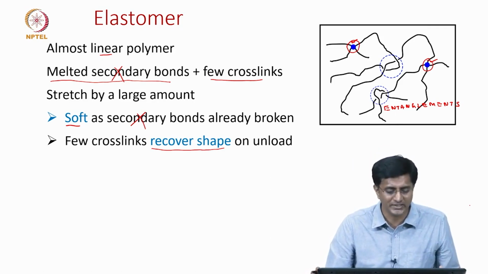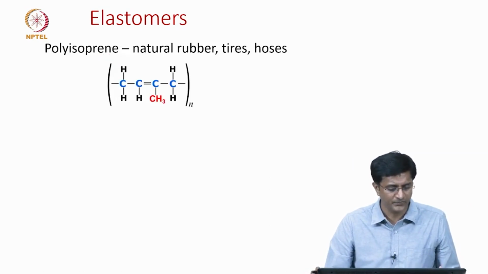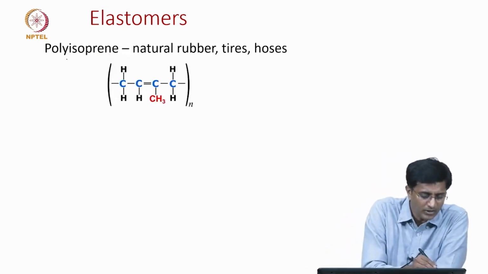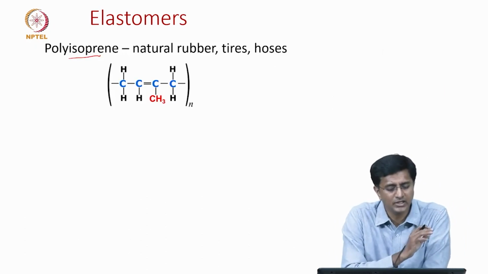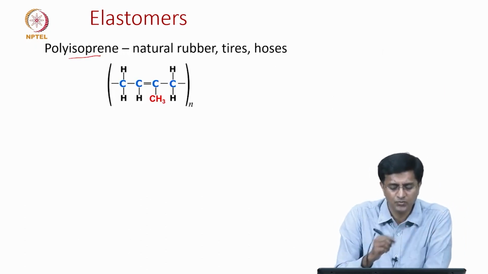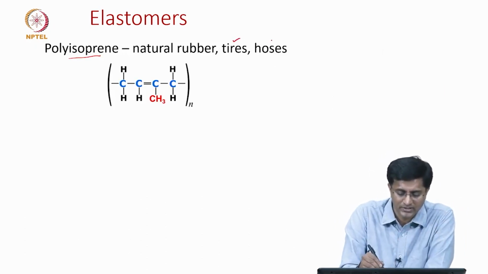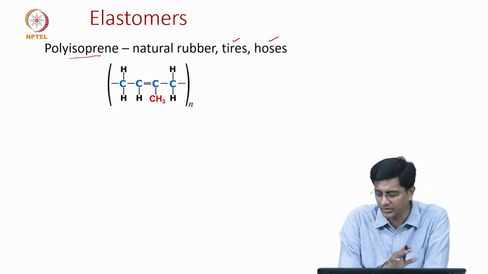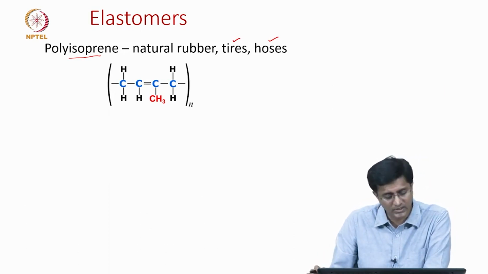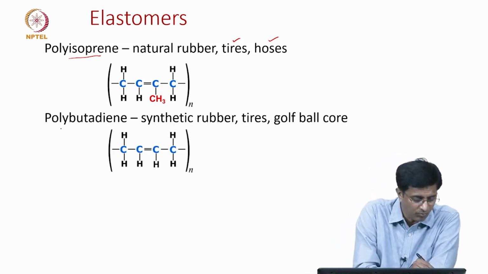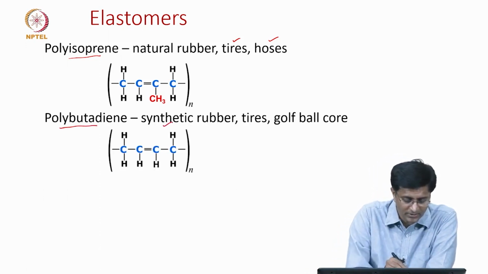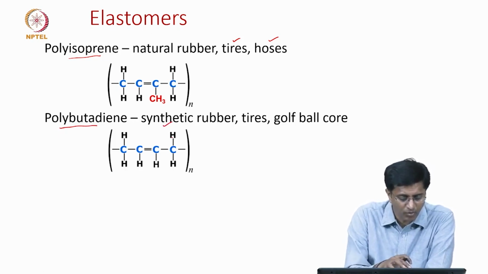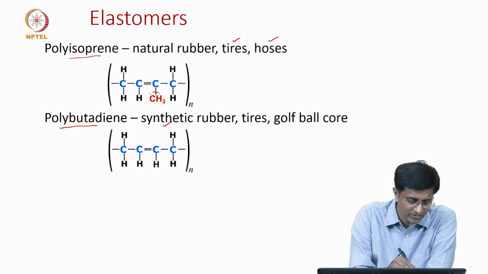Now, let us look at a few examples of elastomers, starting with polyisoprene. It is a natural rubber which is mostly used in tires and rubber hoses. So, this is the chemical structure of isoprene. We will notice that this is very similar to synthetic rubber. So, polybutadiene is the synthetic rubber and the polymer structure is very close except for this difference of CH3 and H.